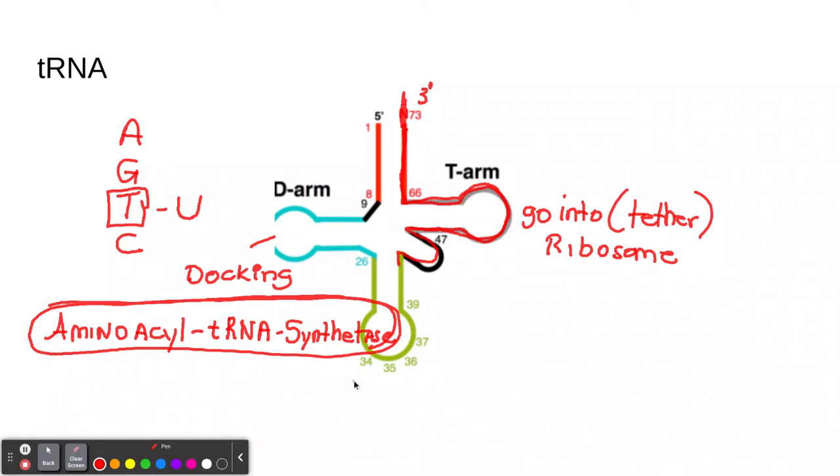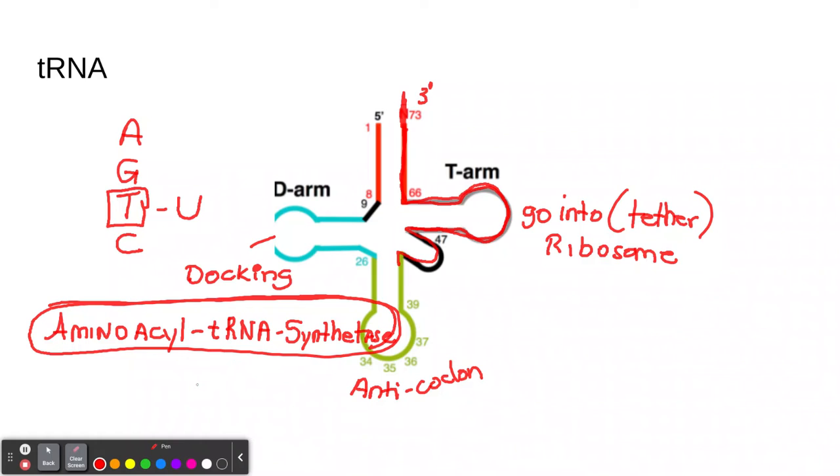And over here is the anticodon. The anticodon, that's the one that's going to take the codon from the mRNA and create the protein. All right, so look at that for like 2 seconds.